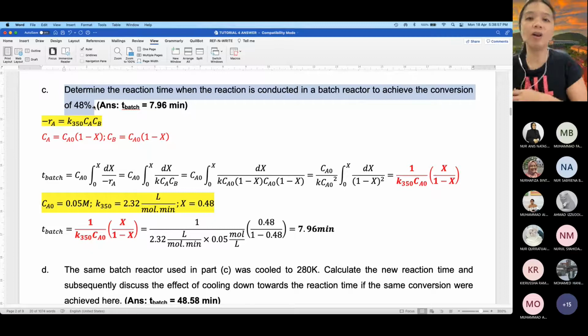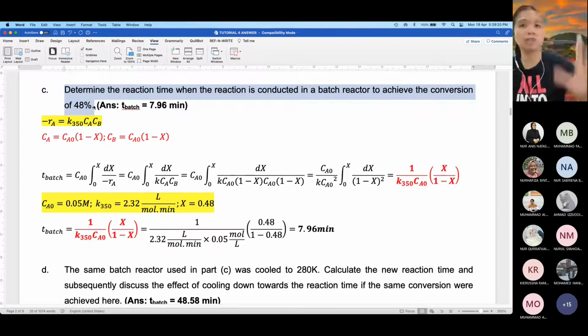So kamu kena tengok rate law masih sama, phase masih sama, but the reactor is now changed. Now I'm using batch reactor. And then dia nak kita cari reaction time. Okay, so dia suruh kita cari reaction time dalam batch reactor. So kalau kamu terlupa, when we talk about PFR, CSTR, we talk about sizing. We talk about the volume of the reactor. However, when we talk about batch reactor, we will talk about in terms of reaction time.